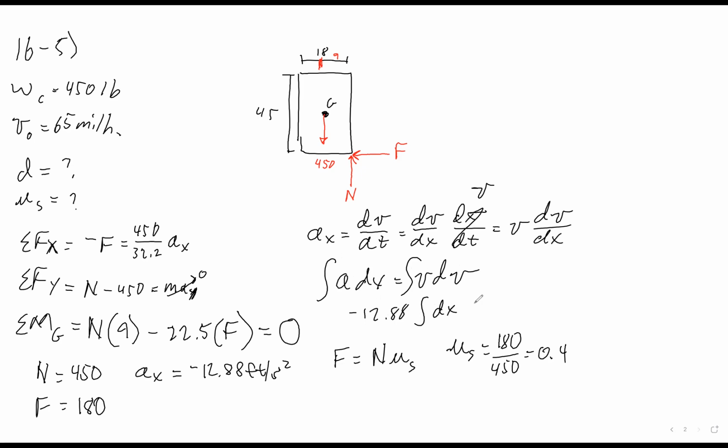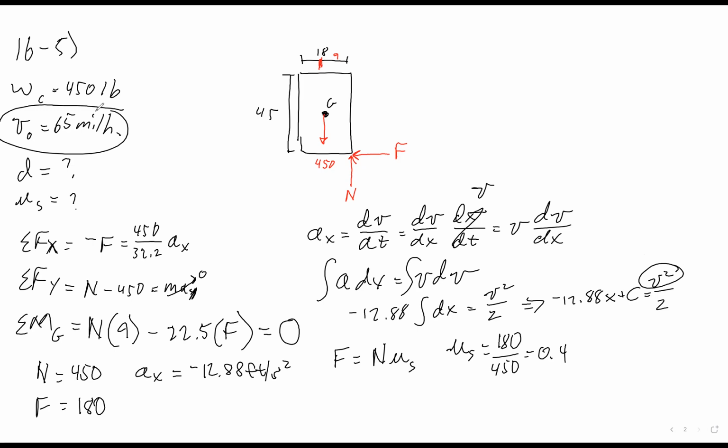Okay, and then we also have the integral of v dv, which is going to equal v squared over 2. Okay, so let me just rewrite the problem one more time. Now we have negative 12.88x plus c equal to v squared over 2. There's 2 plus c's, but you can combine them into 1 plus c. So how are we going to find this plus c? Well, we do know the initial condition of the velocity. We were given it here. So therefore, we can solve for c.